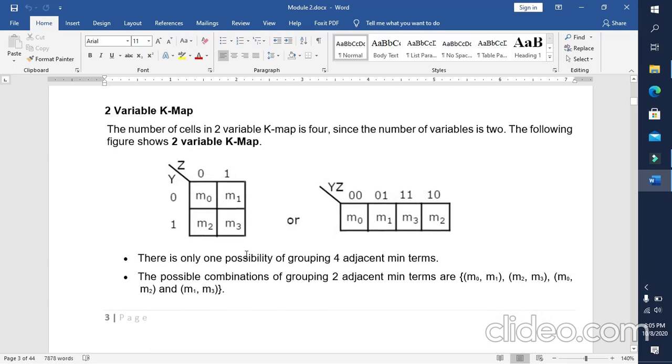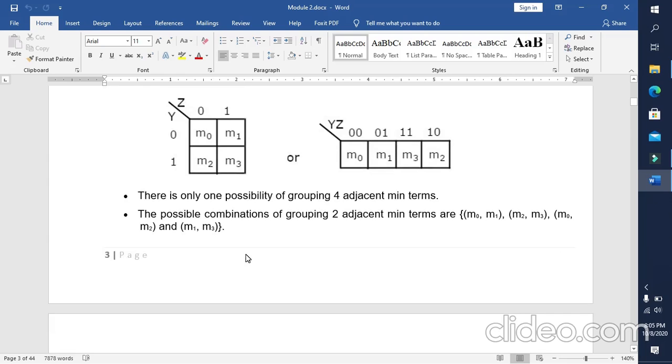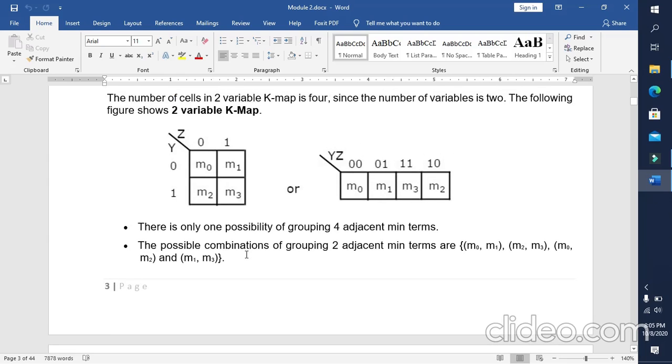Okay, so in terms of grouping in the Karnaugh map, there is only one possibility for grouping adjacent minterms for a 2 variable map. Meaning, you can only group all four, because there are only four cells in total. That is the maximum you can group in the K-map. By the way, the purpose of using the K-map is to reduce your expression.